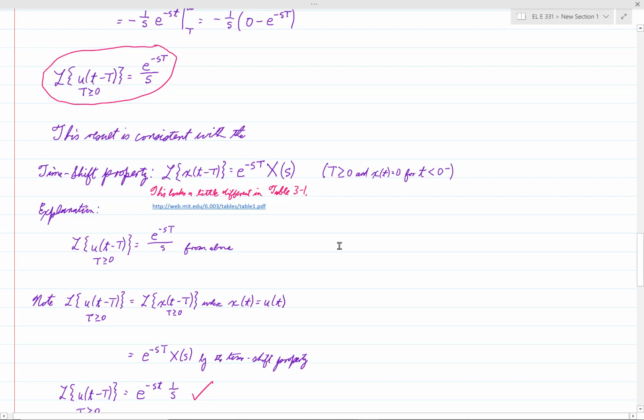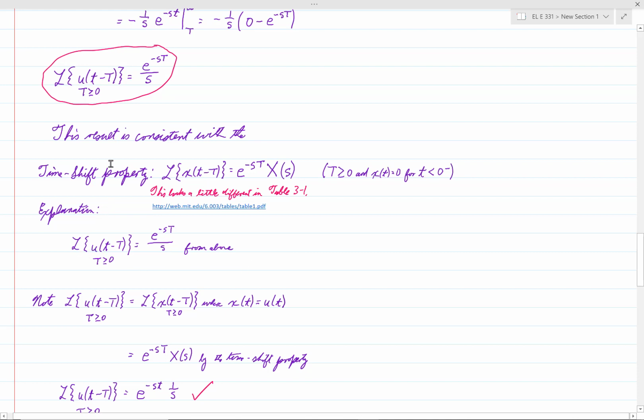And just for reference, in case it makes you feel a little uneasy using a form that's a little bit different from what's in your book, here I have put a reference for you, and you can find it at this website, which is affiliated with MIT. You will find the time shift property written in this form. So that's what we will use for this course because I think it's easier. Okay. So now let's move on.